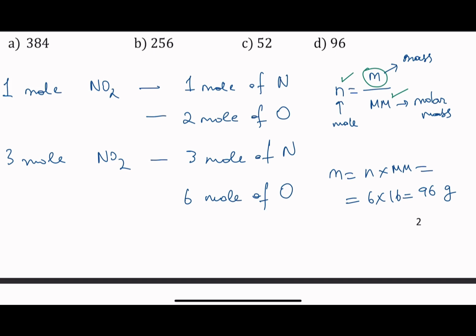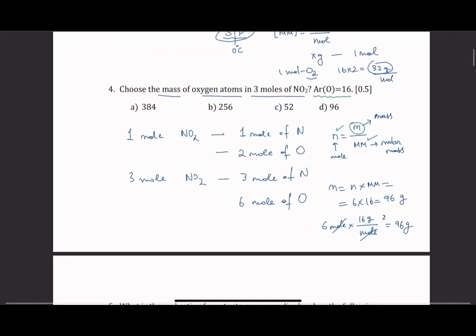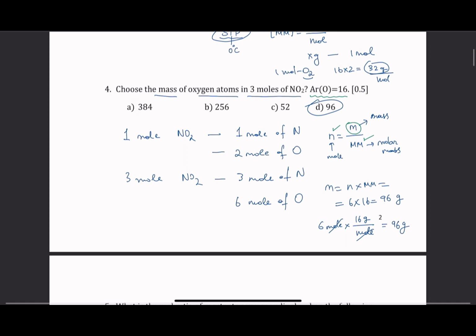Okay, because if you write it down in units, it would be 6 mole multiplied by 16 gram per mole, and then mole and mole cancel out. You got 96 grams, and that makes the answer D.